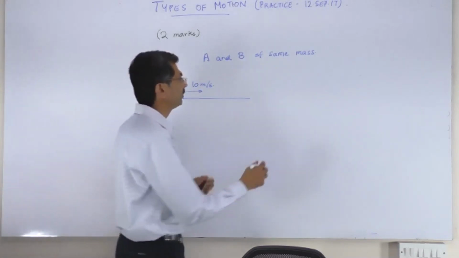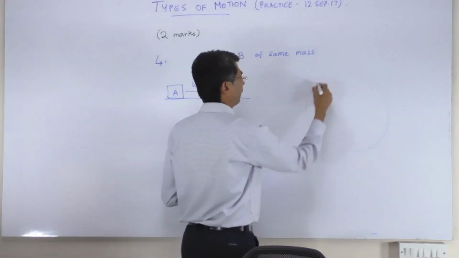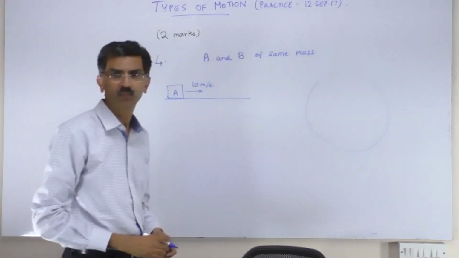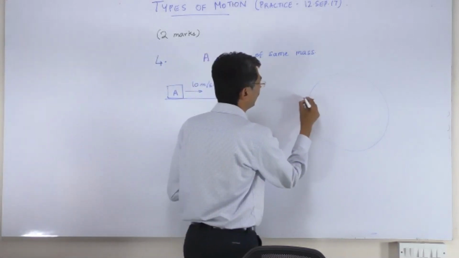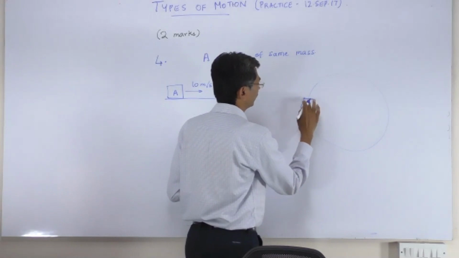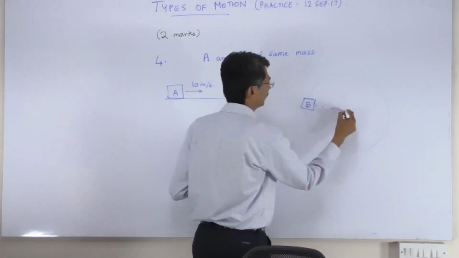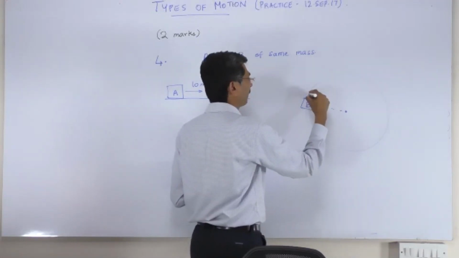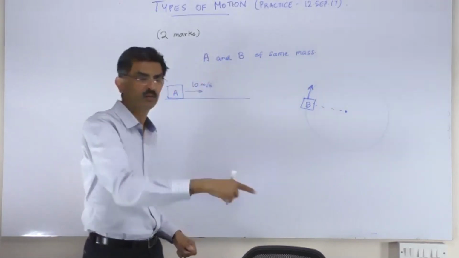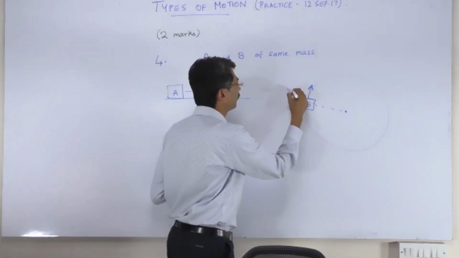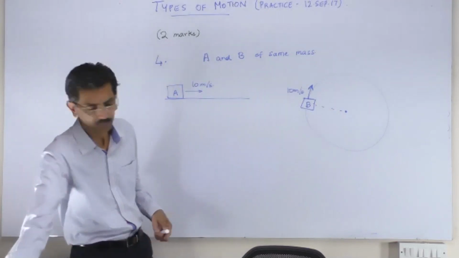What is B doing? B is moving in a circular path with a constant speed of 10 meters per second. This is a circular path, and the speed of B is also 10 meters per second.